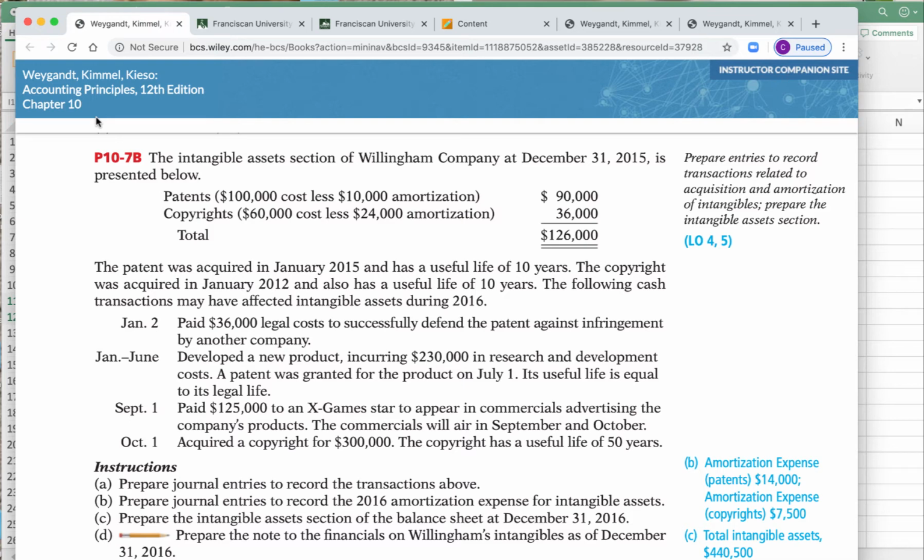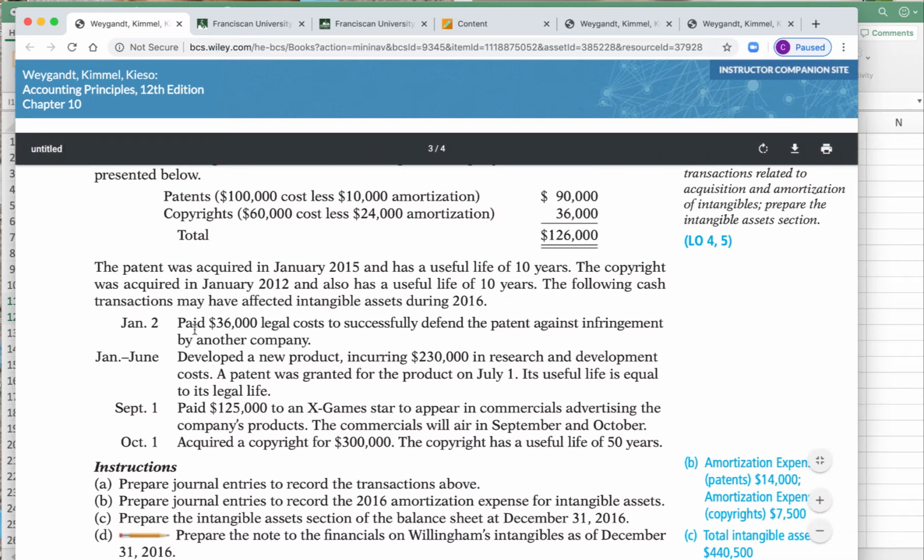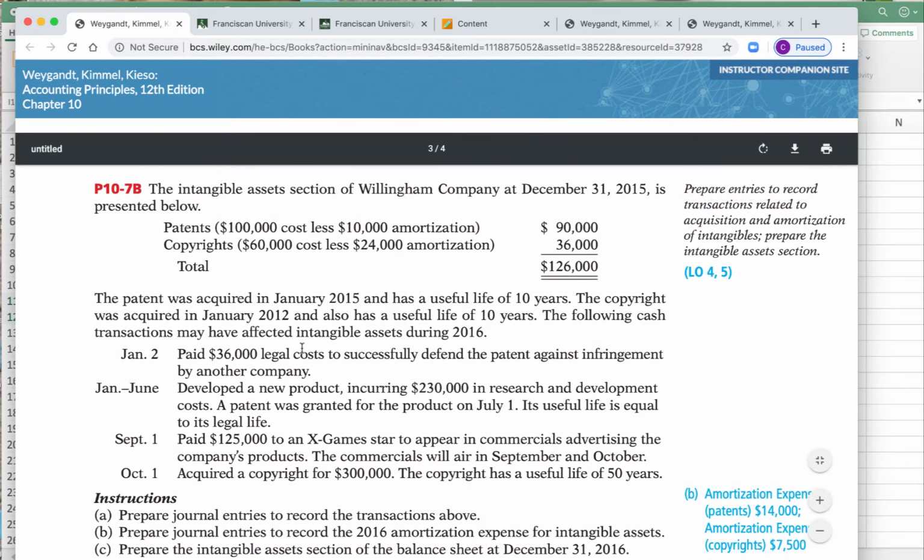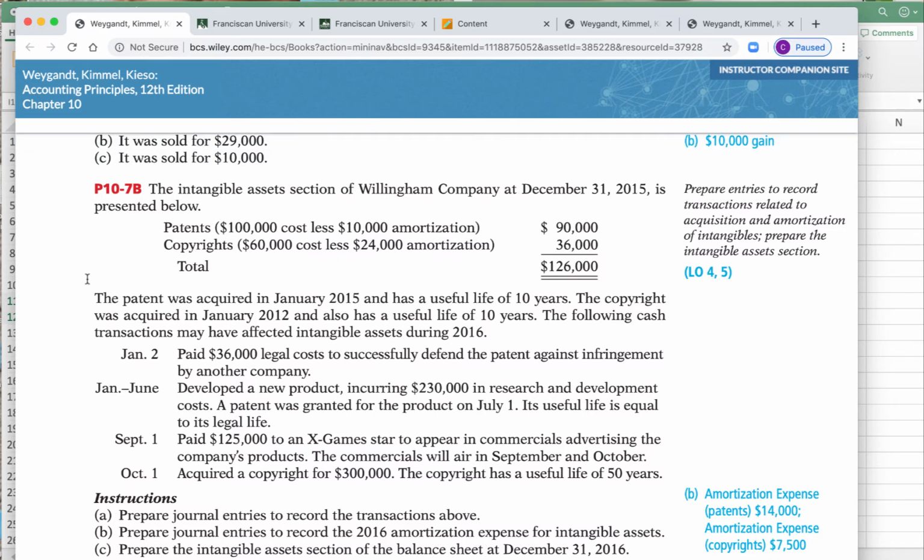Okay, so what we're dealing with here is intangible assets, right? We have intangible assets for Willingham Company. And they tell us that they already got a patent and a copyright on the books. And they also tell us that there's amortization also calculated on the patent and the copyrights. So they tell us that as of December 31st, 2015, the total intangible assets equal $126,000. Okay, how do we get that?